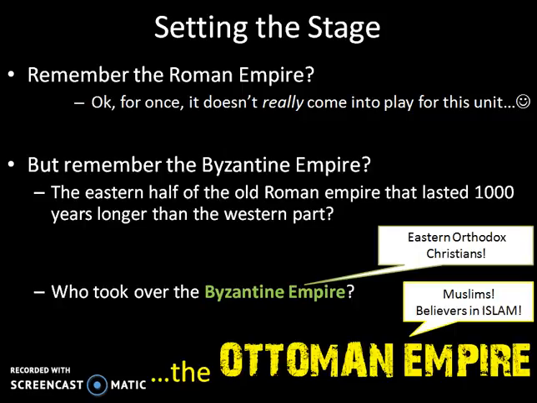The people of the Byzantine Empire were predominantly Eastern Orthodox Christians, while the people of the Ottoman Empire were Muslims, believers of the religion of Islam. So this unit will be entirely about Islam: its origins, its spread, its ideas, its controversies, and its contributions to our world today.